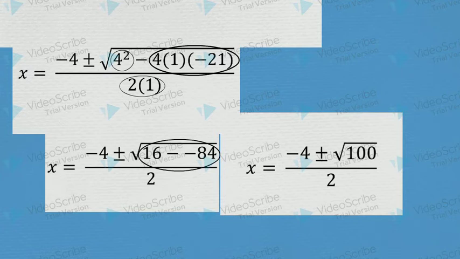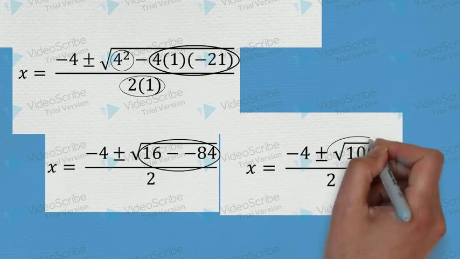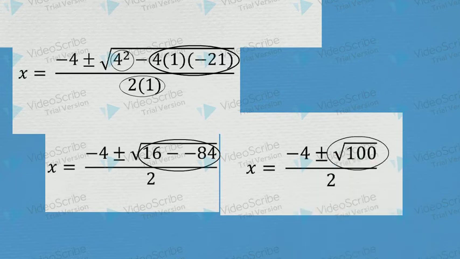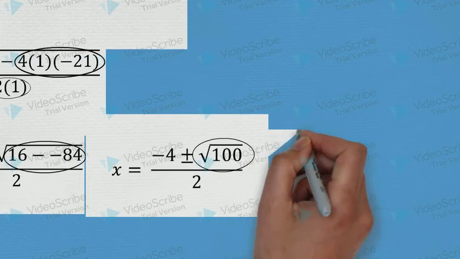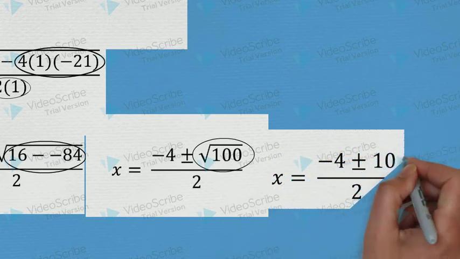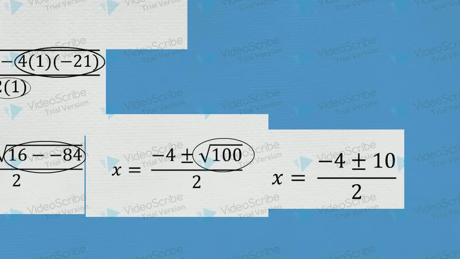So as we look under the radical sign, we had 16 minus negative 84. Remember, when we subtract the negative, it's the same thing as addition. So it's 16 plus 84, which equals 100. So now we have x equals negative 4 plus or minus the square root of 100 all over 2. We will take the square root, which will give us 10. And now we should have negative 4 plus or minus 10 all over 2.